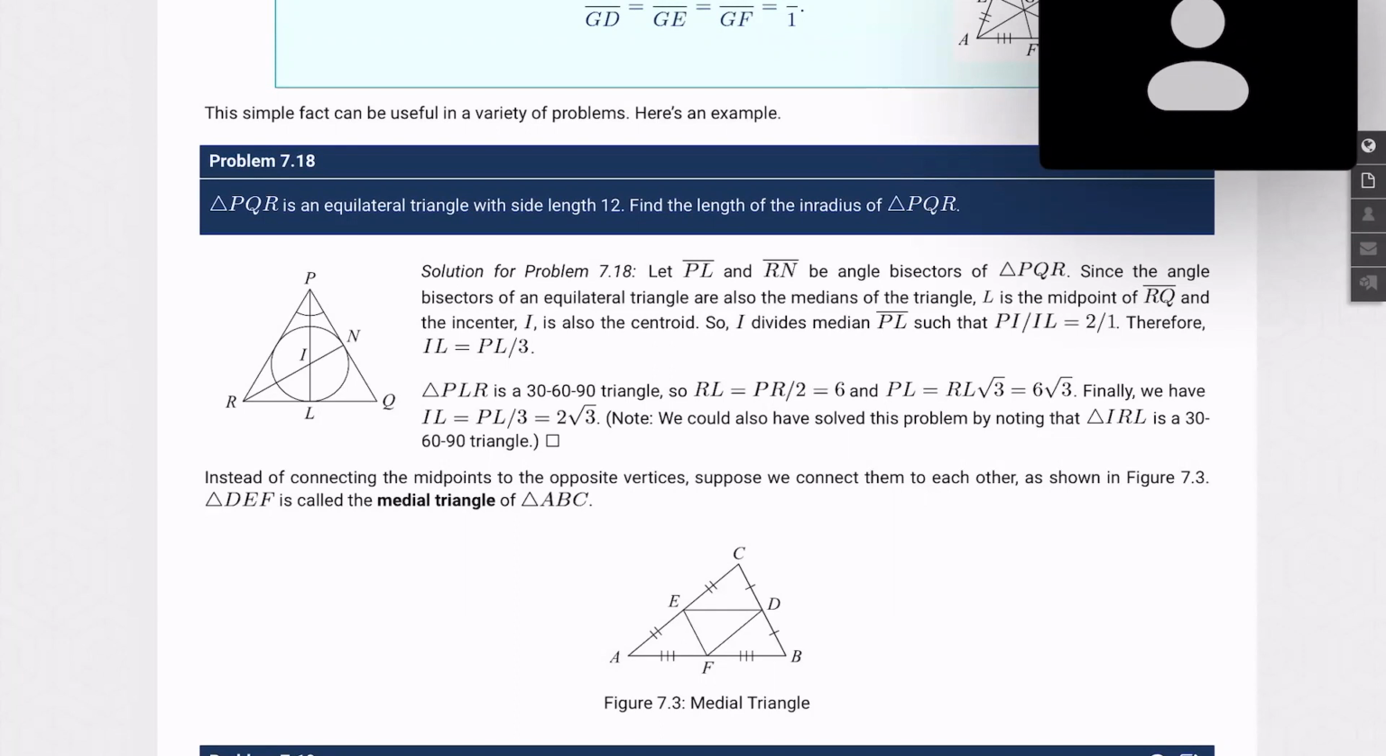Instead of connecting the midpoints to the opposite vertices, suppose we connect them to each other, as shown in figure 7.3. Triangle DEF is called the medial triangle of triangle ABC. There you go.